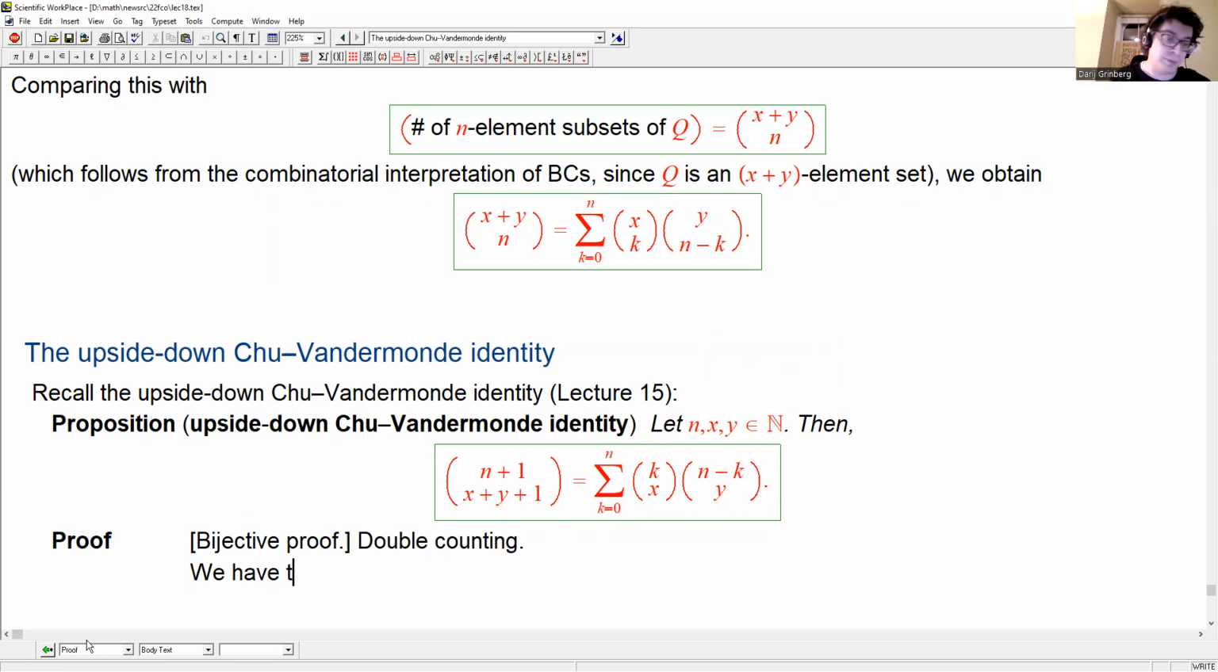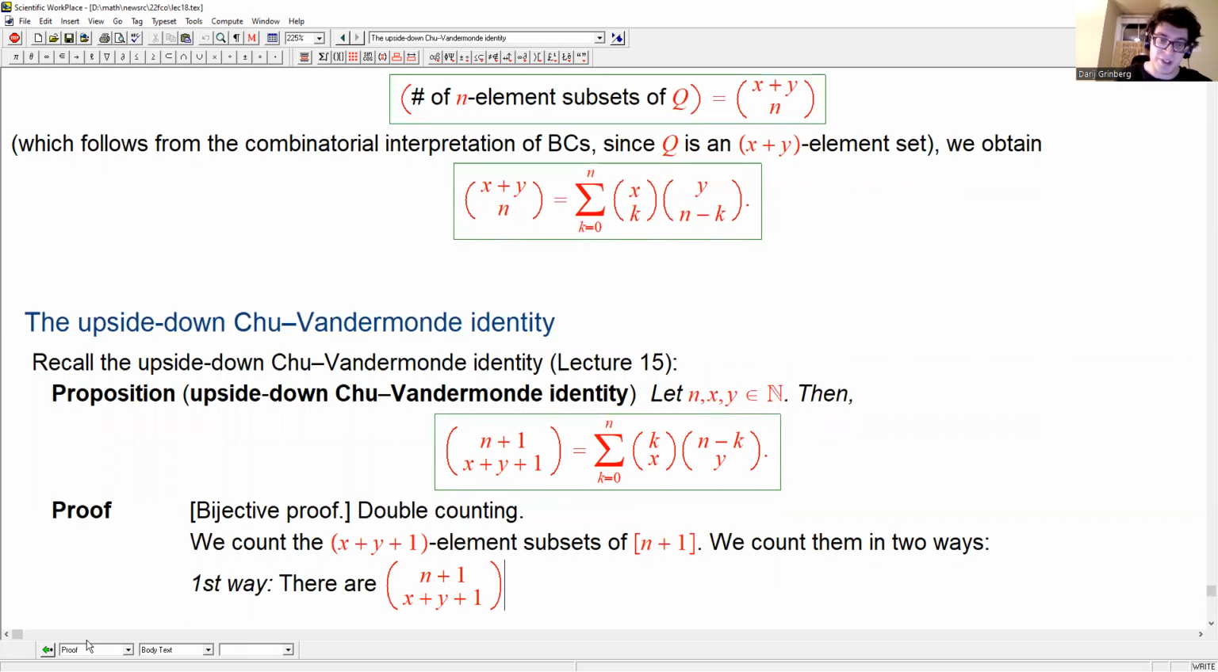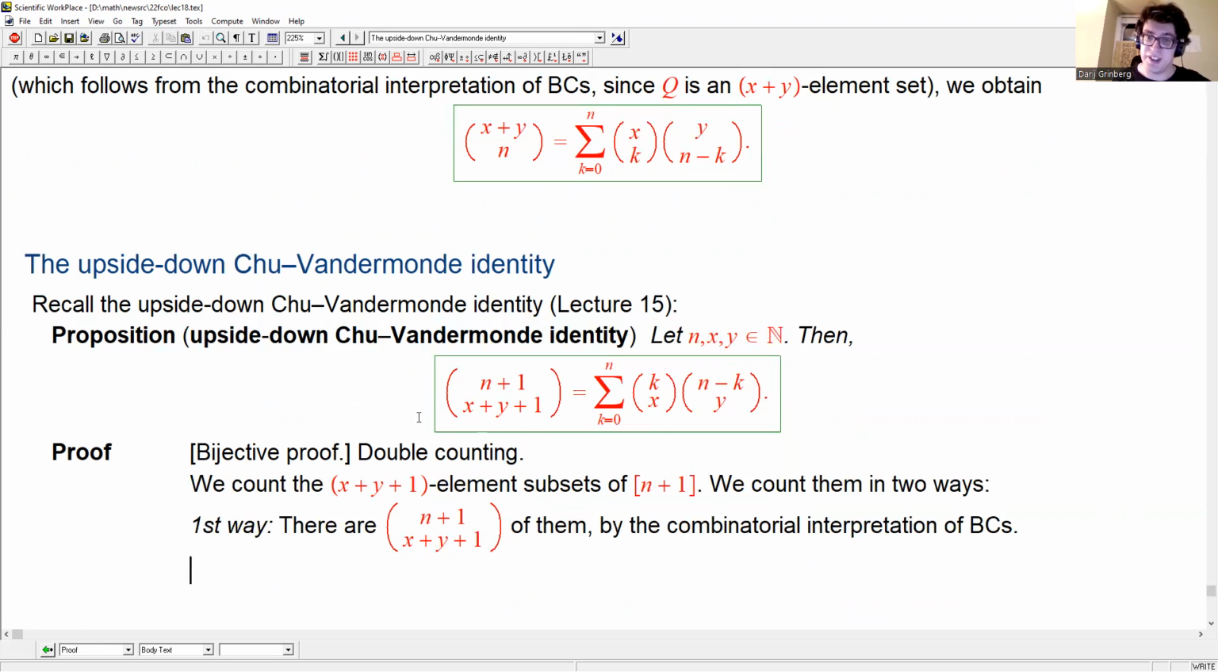So we count the x plus y plus 1 element subsets of the set 1 to n plus 1, and we count them in two ways. First way, there are n plus 1 choose x plus y plus 1 of them by the combinatorial interpretation of binomial coefficients. That's the boring way that gives us the left-hand side.